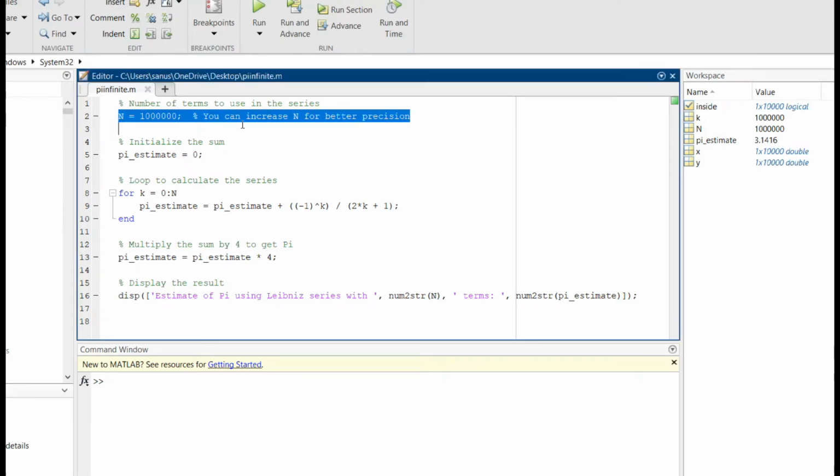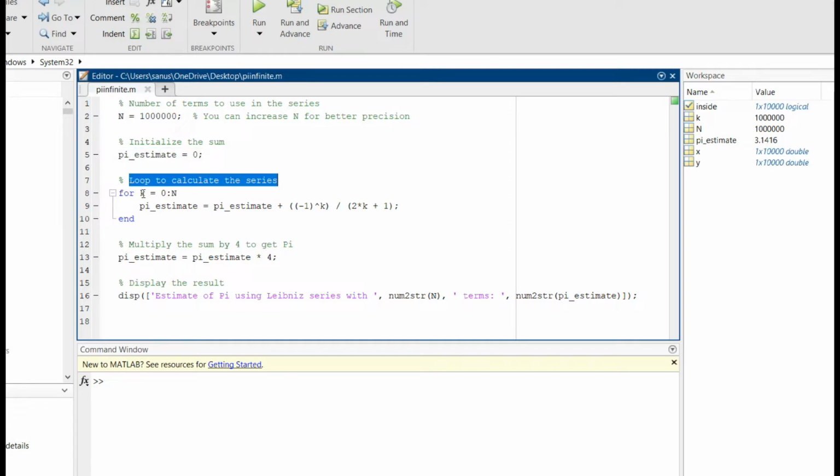Welcome. In this video, we're going to explore another fascinating way to estimate the value of pi, this time using an infinite series. This method, known as the Leibniz series, is a powerful demonstration of how mathematical formulas can approximate pi using an ongoing sum of numbers.